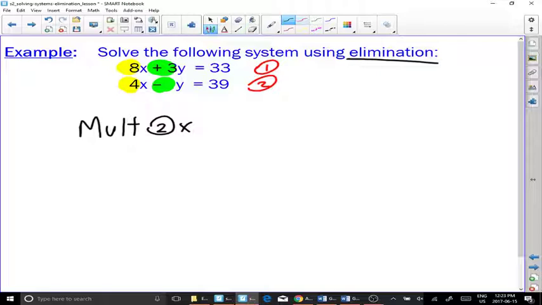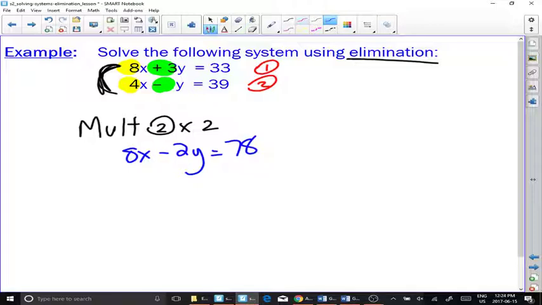We're going to multiply. So if we want to get these numbers to be the same, then we have to multiply the 4 by what? 2. So we're going to multiply equation 2 by 2. That gives us a new equation: 8x minus 2y equals 78. We multiplied all terms by 2. And now we have equation 3.